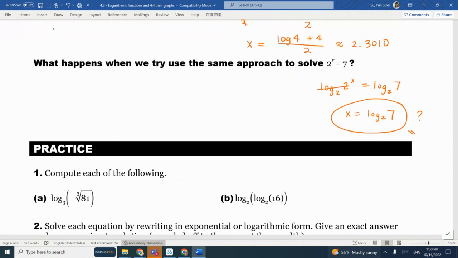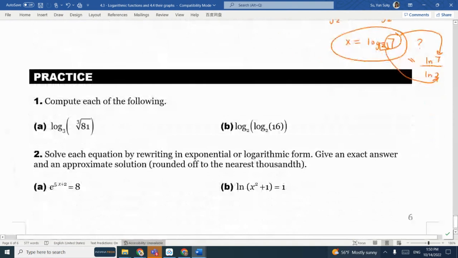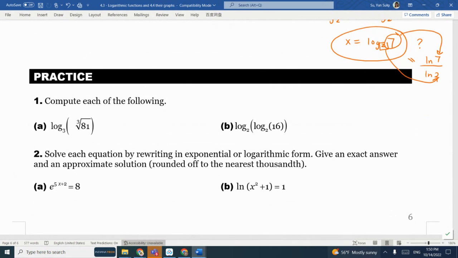Okay, so next class we will learn the change of base formula. So this will equal, if we change to another base, ln of 7 over ln of 2. So this 2 goes in the denominator, the 7 goes in the numerator. Now ln of 7 and ln of 2, we can compute in our calculator. So this one we can calculate. Yeah, so next class we'll talk more about this. Now, please practice these problems. Great to have some time to practice.